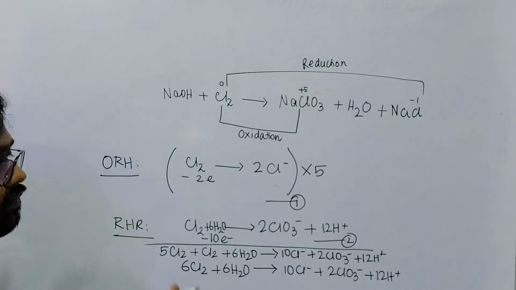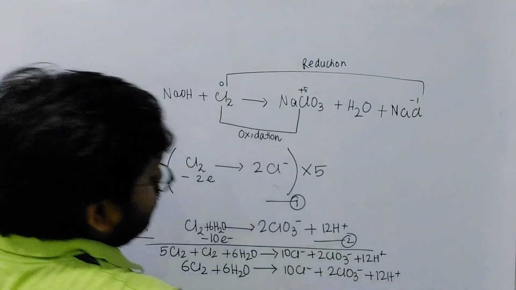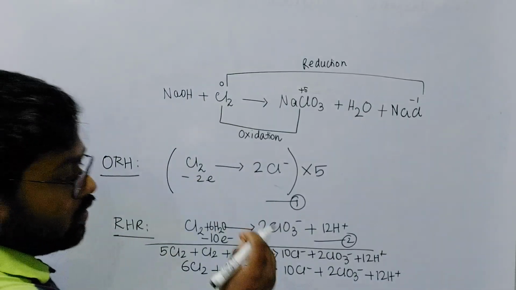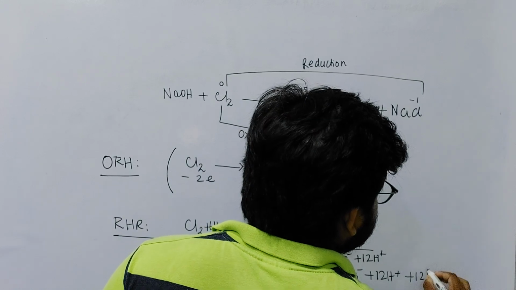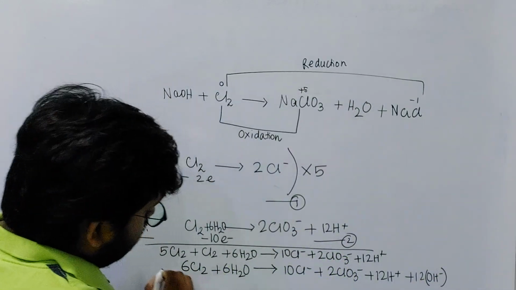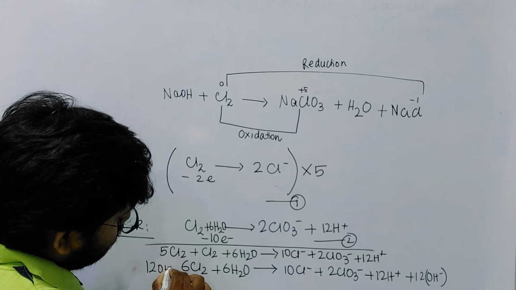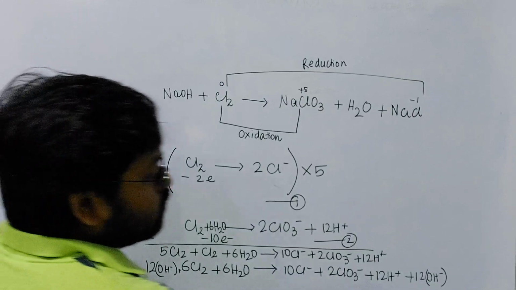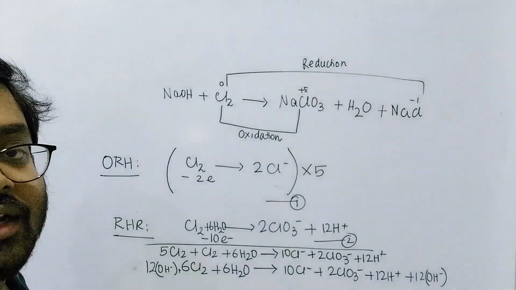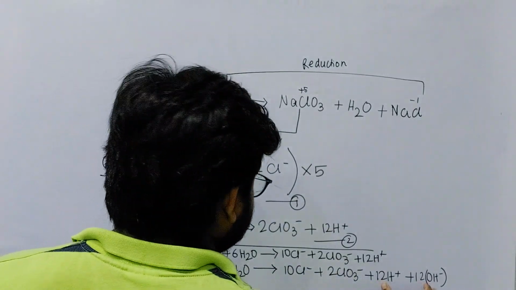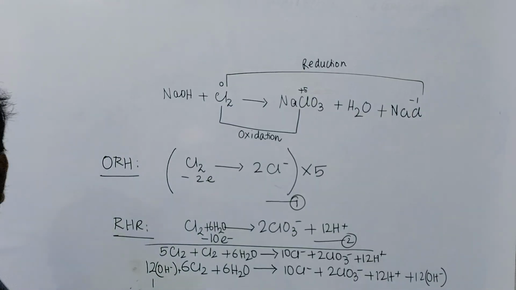Alright, now we are doing this in a basic medium, so we cannot have an H plus over here. So just add an equal number of OH minus on both sides. Why am I doing this? Because H plus and OH minus will give us 12 water on the right hand side. Now this 12 water you can cancel out with these 6 water. So overall this equation will become something like this.